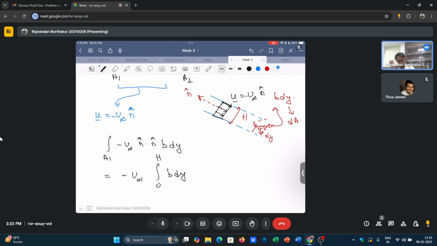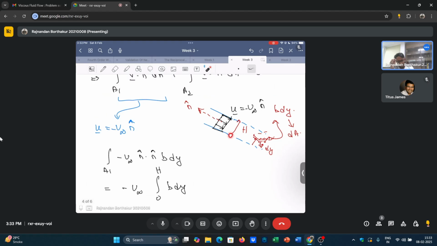I hope this is clear. See, actually we are integrating on a differential patch of area, but the width is just constant, which means the variation only comes in the y direction, and in the y direction you need to integrate it from the point below the pipe to the section which is at the topmost position of the pipe, meaning that you just need to integrate it from 0 to h.